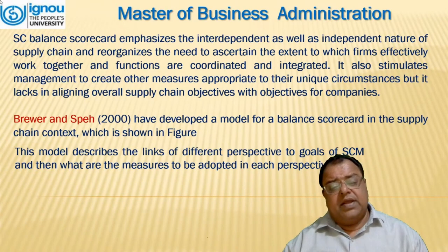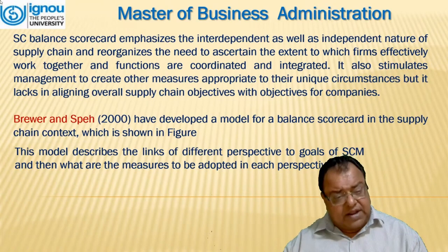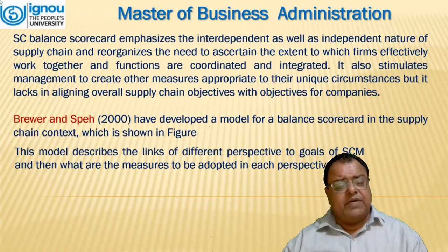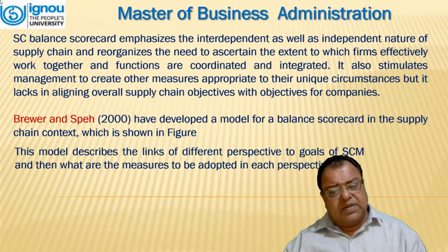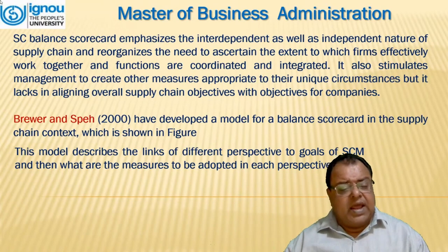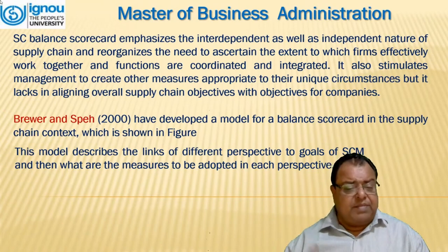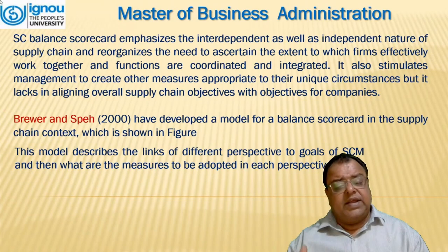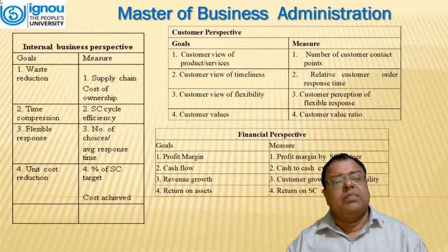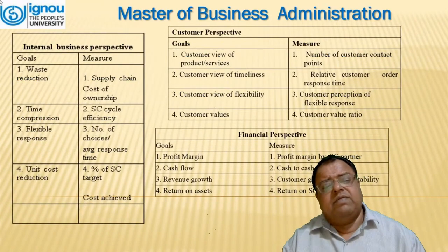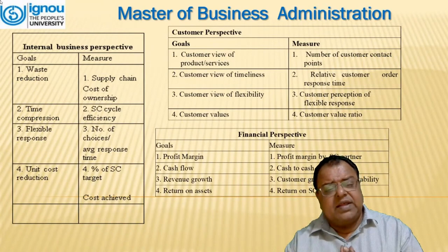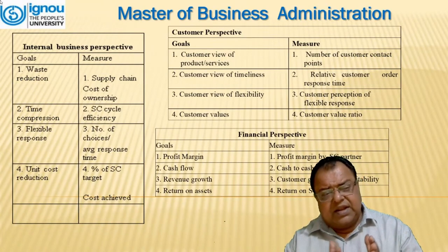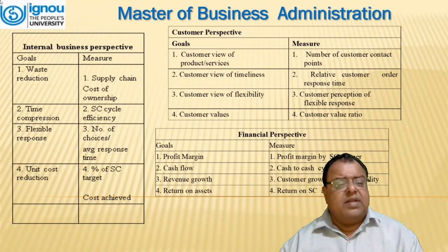Weber and Spain have developed a model for a balanced scorecard in the supply chain context, which is shown in the figure. This model describes the links of different perspectives to goals of supply chain management and what the measures to be adopted in each perspective are. Here we see the internal business perspective. Internally, it is a relation between goals and measures.